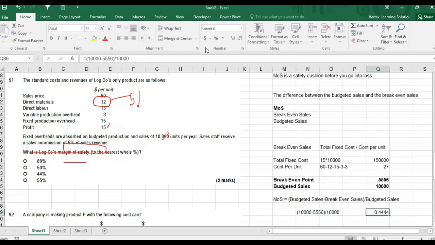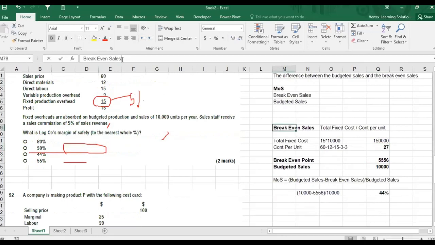So I think your formula was incorrect earlier. It's 150,000 divided by 27. This is the formula for break-even. The break-even point formula is total fixed cost divided by contribution per unit. So my fixed cost is 150,000, and this is the formula you need to remember. Break-even point, in lecture I call it BEP.